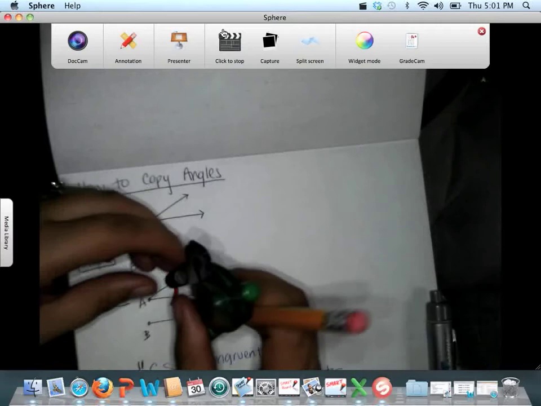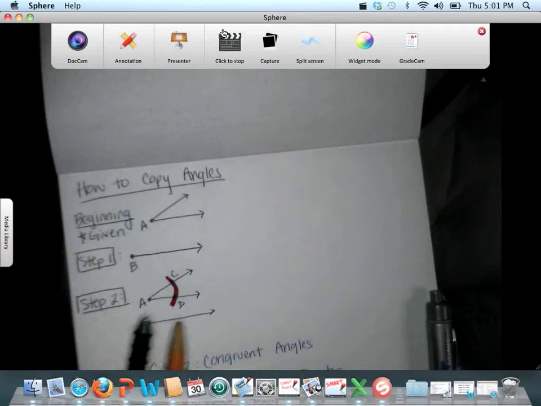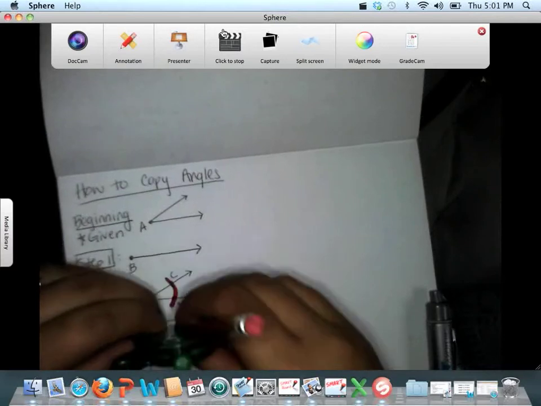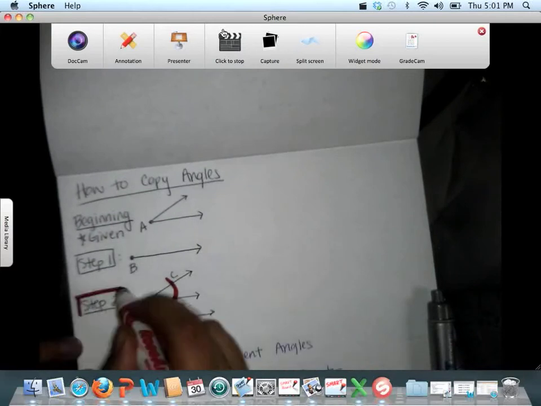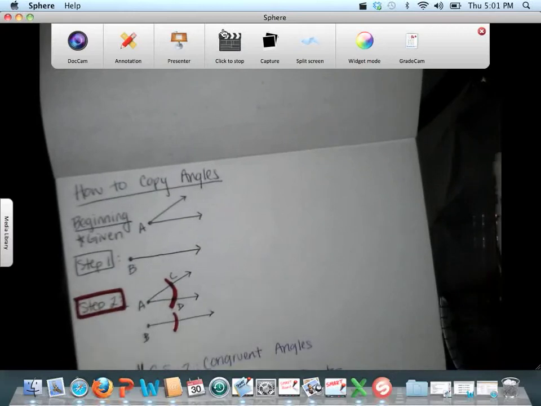Then you take that same width, so don't change how wide the compass is, don't change the radius of the circle that it would create, and you put it back on B and swing it on line B as well. I'm going to make this one red as well. So this is step 2. What you're doing is figuring out how wide this angle is. You need a common arc on each one, similar to what we did with lines. Okay, so that's step 2.